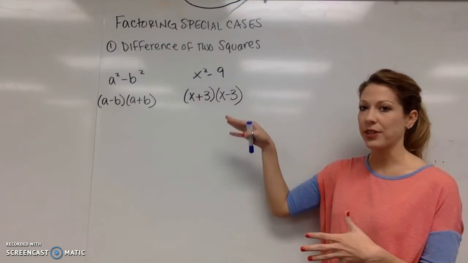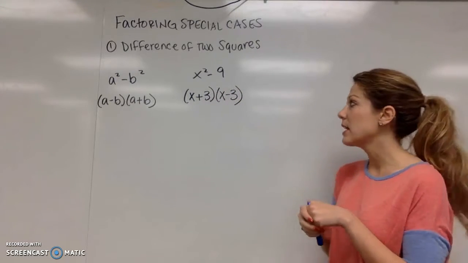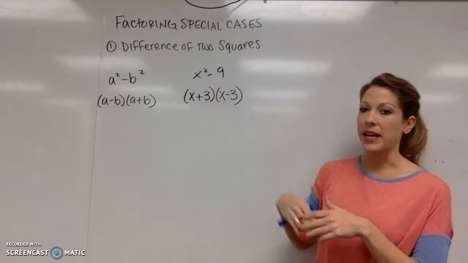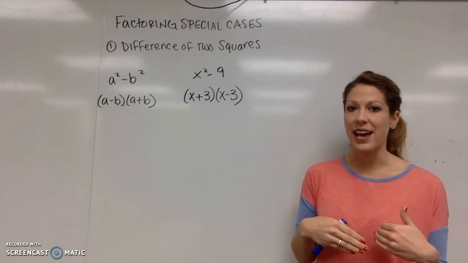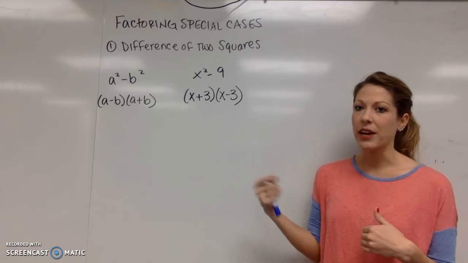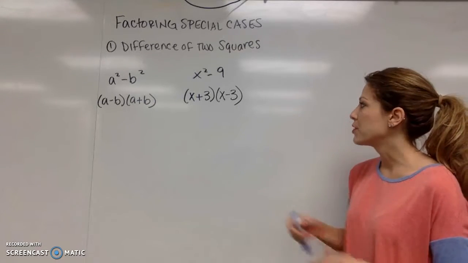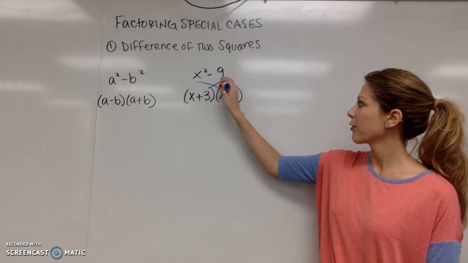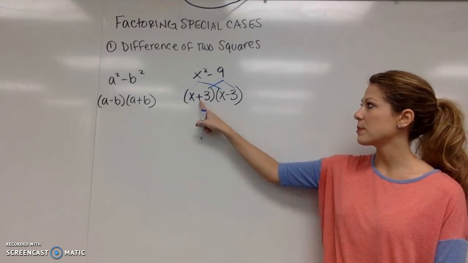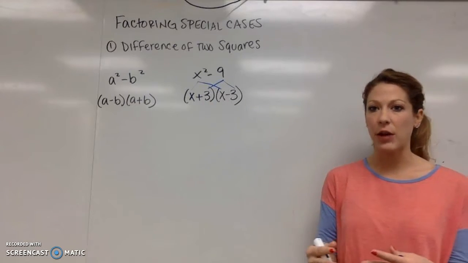So here's an actual example of a difference of two squares, where we'd have x squared minus 9. So x squared is obviously a perfect square. Its square root is just x. And 9 is a perfect square. Its square root is 3. So we are going to have an x in both places, a 3 in both places, and then one's positive and one's negative. Now let's see how that works.